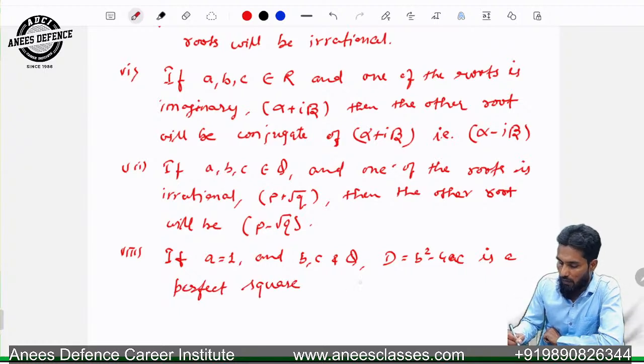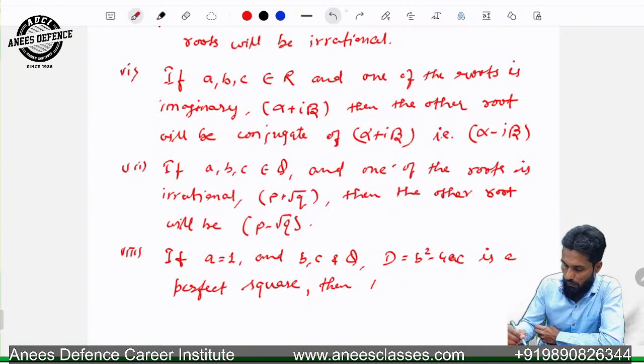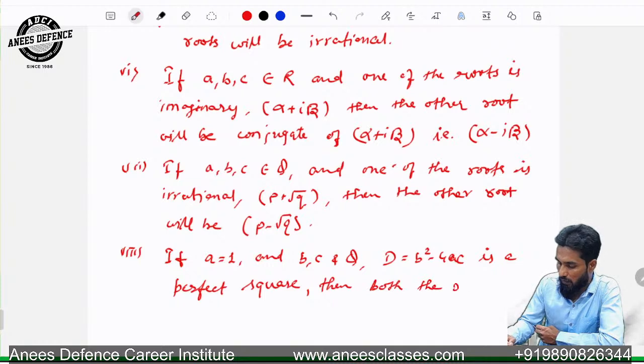Write down. Discriminant D is a perfect square and small a value is 1 and b, c belong to rational numbers Q. Then both the roots for the quadratic equation are integers. Fine.